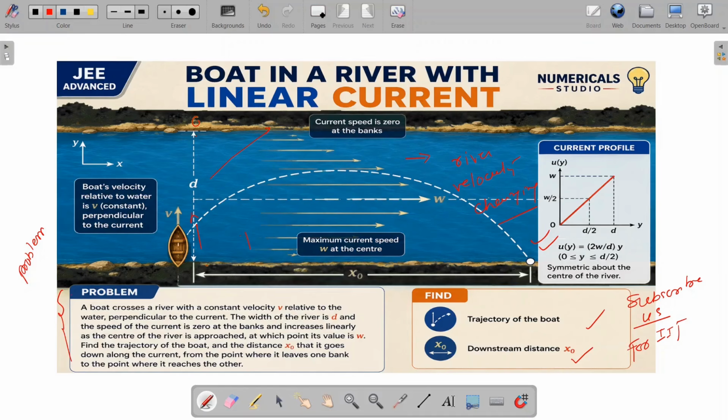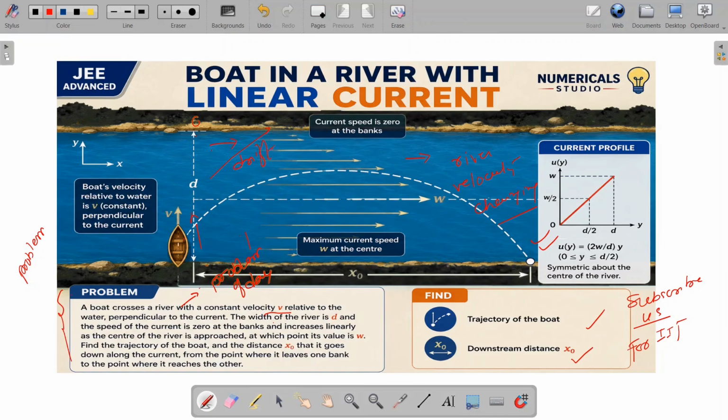Imagine you're sitting in a small boat, trying to cross a river. You point your boat straight towards the opposite bank and keep rowing at the same speed. You think you'll reach exactly in front of where you started. But when you finally reach the other side, you're shocked. You've moved quite far downstream.